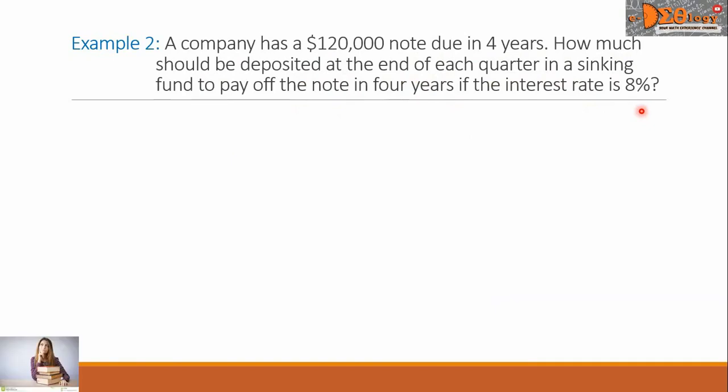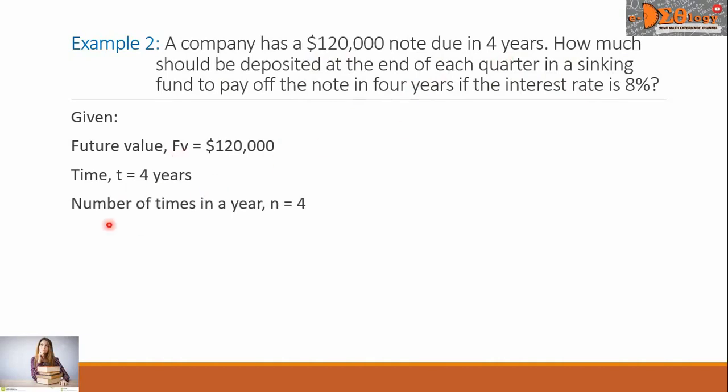Let us now write the given of the problem, starting with our future value. That is the $120,000. Next is the time, denoted by T, that is 4 years, followed by the number of times in a year that the company must deposit the amount, and it's written here each quarter. For our N, it will be 4. There are 4 quarters in a year.